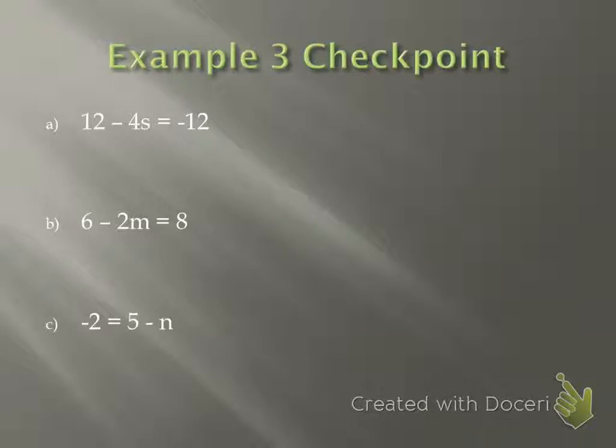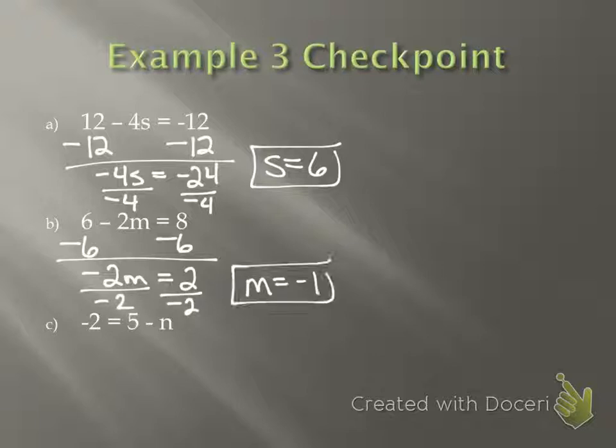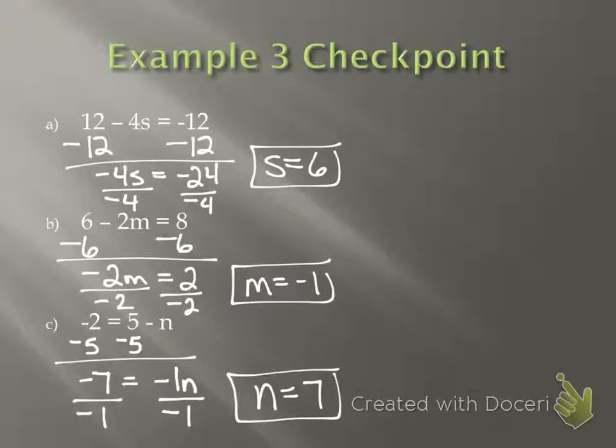All right, so example 3 checkpoint. Let's see if I have it. Yep, I've got it right here. What's the first answer? S equals negative 6. Whoa, whoa, whoa. Negative 6? No, positive 6. What about B? Negative 1. What about C? Positive 7. Here's why. Because we know that an understood 1 is in front of the n. I cannot have a negative variable, so I must divide both sides by a negative 1.